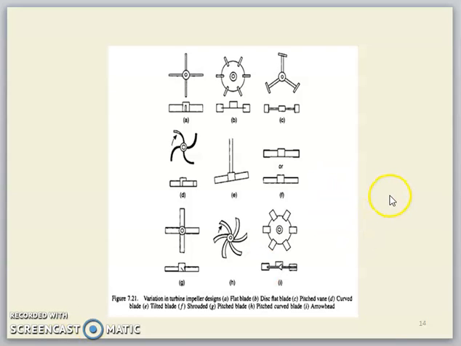The figure shows the variation of impeller designs that can be used in the fermentation. And mostly the type of impeller being used is the type named the disc flat blade. This one. And this flat blade has 6 plates on the disc.